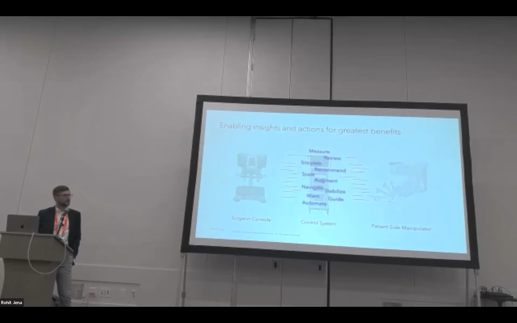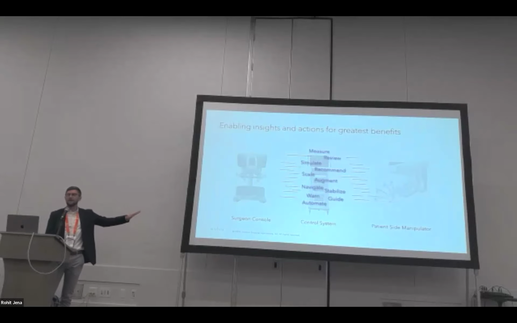What's particularly exciting about robotics, and one reason I think it's become an incredibly extensible platform with lots of different countries and companies pursuing, is the fact that it's able to do many things by placing a computer between a surgeon and the patient. So that computer can do many things. It can measure, it can review, it can simulate, recommend, it can scale motion. So the movements of your hands don't have to be one-to-one mapped to the movements of the instruments inside the patient. It can filter out tremor. It can augment. It could potentially warn, guide, and maybe in the future automate.